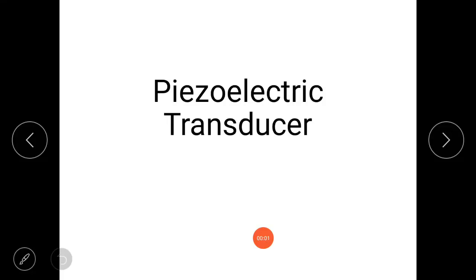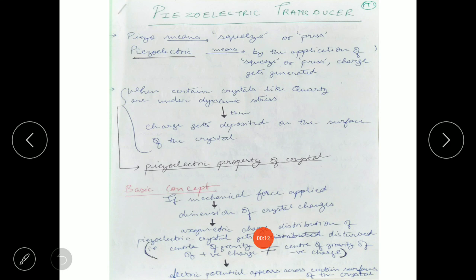Hello students, in this lecture I am going to start piezoelectric transducer. So we will discuss piezoelectric transducer. So what is piezoelectric transducer? Before going into the detail, let me tell you the word piezo means squeeze or press.